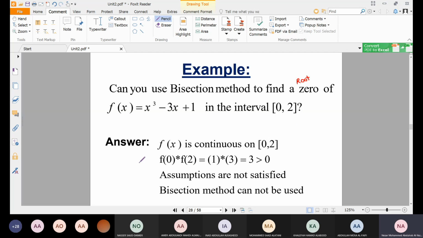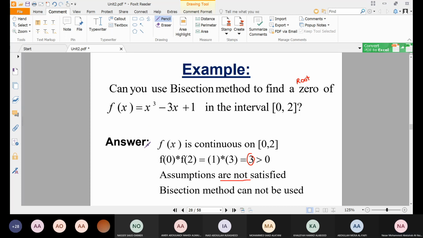Okay, so as we know, the first condition is that I have to evaluate the function at the lower boundary guess and the upper boundary guess. The product should be less than 0. But here, if I evaluate the function at these two points, I get 3, and this is greater than 0. So in this case, our assumption is not satisfied. Otherwise, we need to change the boundary here or here.